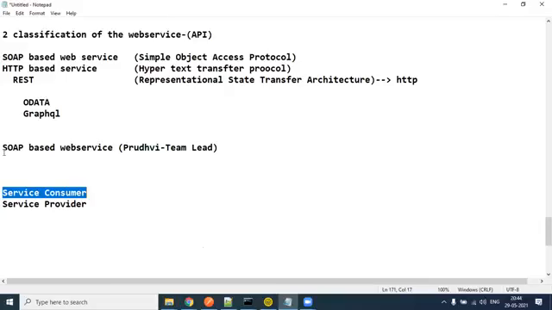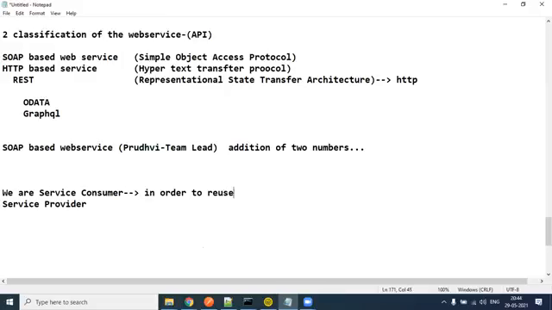So now Prithvi developed a service. Let's say Prithvi developed a service which is capable of doing the addition of two numbers. Now what do we need to demand from Prithvi? In order to call the service, or instead of reuse, I will say in order to consume the service, what do we need to demand from Prithvi? Service details. Very nice.